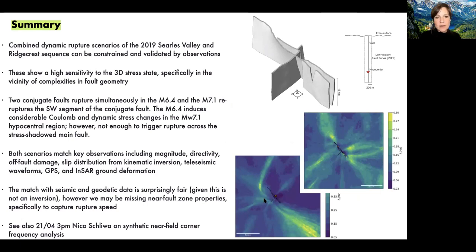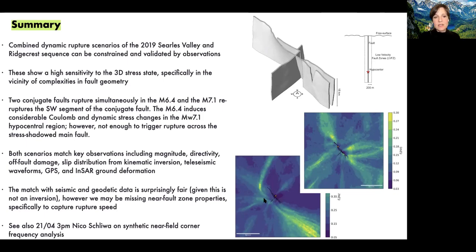2 conjugate faults rupture simultaneously in the M6.4 CS Valley foreshock, and the M7.1 main shock re-ruptures one of the segments of the conjugate fault that already ruptured before. The 6.4 induces a considerable Coulomb and dynamic stress change in the M7.1 hypocentral region, however, not enough to trigger rupture across the stress-shadowed main fault.